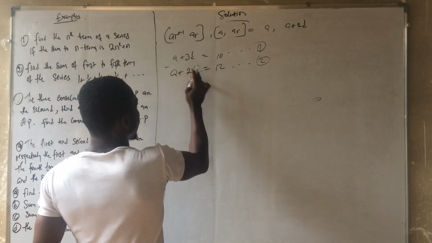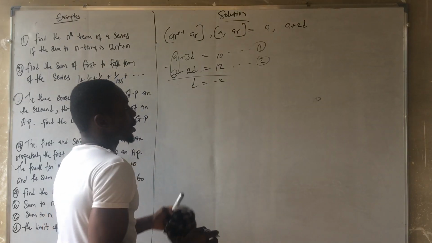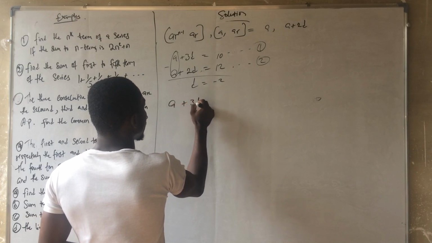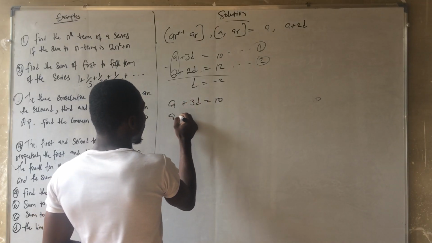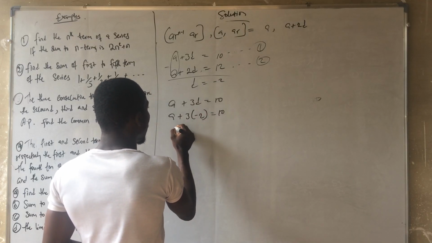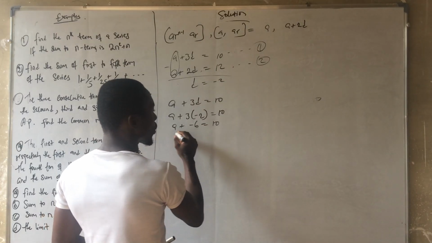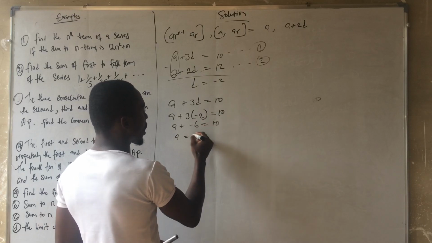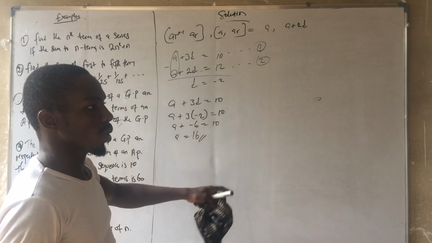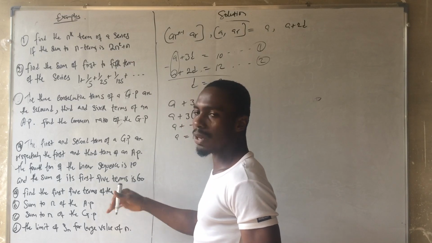The next thing is to solve these simultaneously. We subtract the second from the first, eliminating A, and I have that D is equal to minus 2. Since D is equal to minus 2, I substitute into A plus 3D equal to 10. A plus 3 times minus 2 is equal to 10, so A minus 6 is equal to 10. I add 6 to both sides, and it comes to 16. So my first term is 16, and my common difference is minus 2.